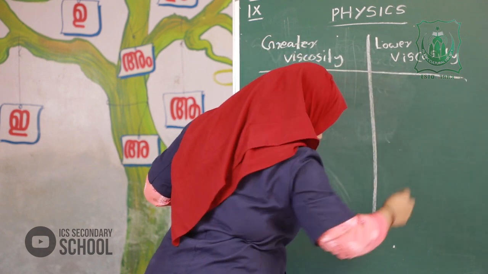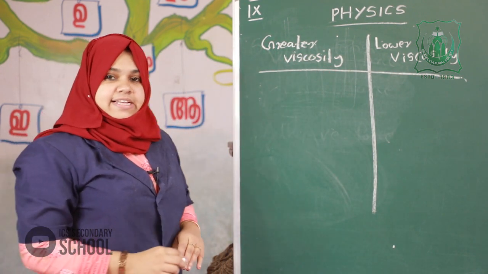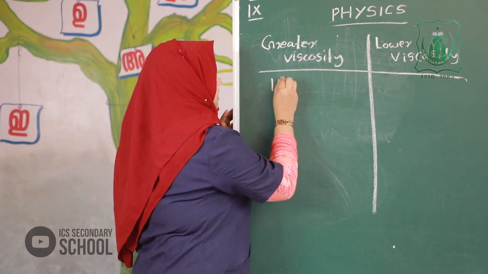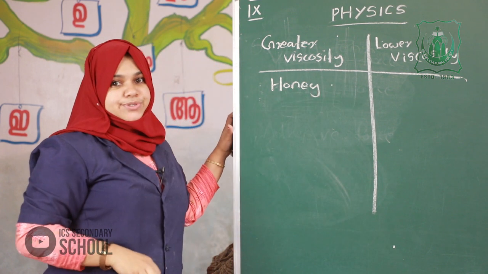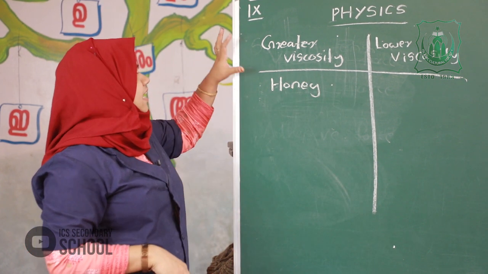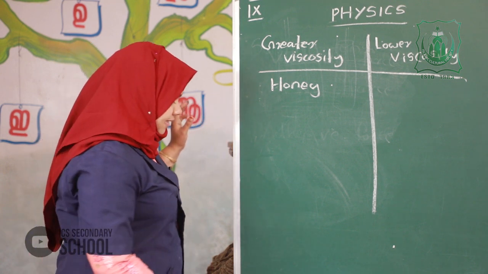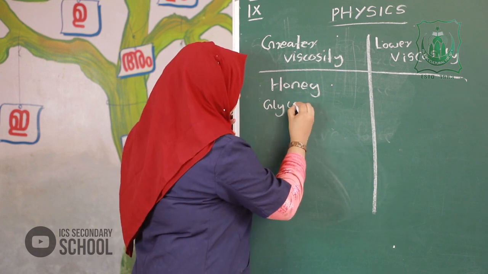Greater viscosity and lower viscosity. Yes, from this activity we can see that honey has greater viscosity. What are the other substances? Do you know what other substances have greater viscosity? Glycerin. Do you know glycerin? Yes, glycerin also has greater viscosity.